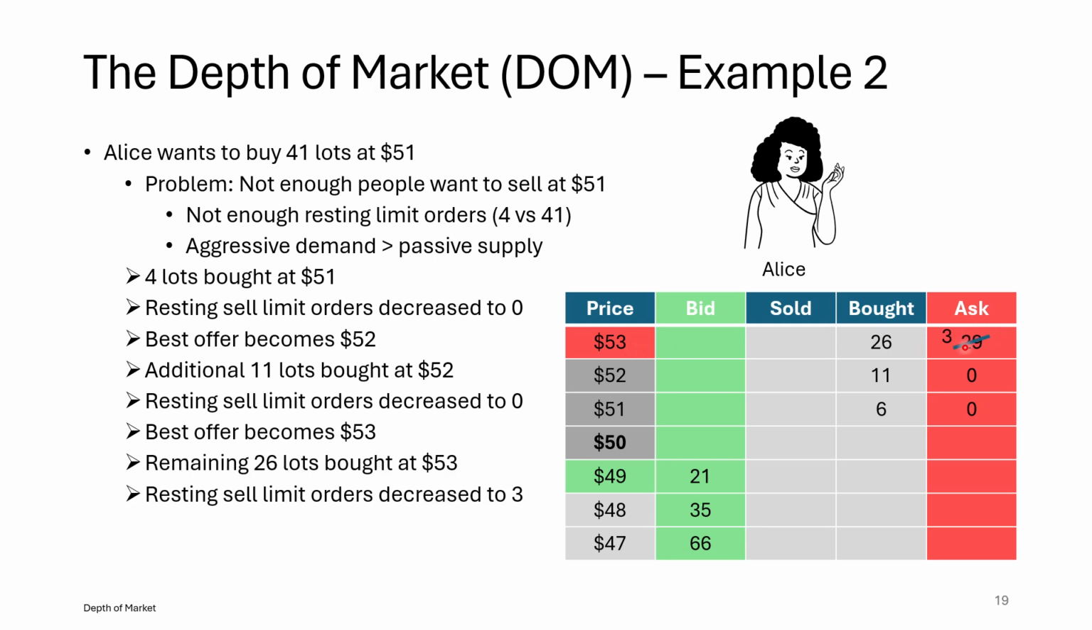Then there is finally enough supply for the remaining lots to be filled. So that means the remaining 26 lots can then be bought at this price level here. Resting sell limit orders decreased by 26 to 3. And then we write down the 26 here in this column. And again, you can do simple math here, sum it up, and you will see that this shows you the history of the aggressive buying transactions, right? So in total, 43 lots have been bought, 2 by Bob and 41 by Alice.